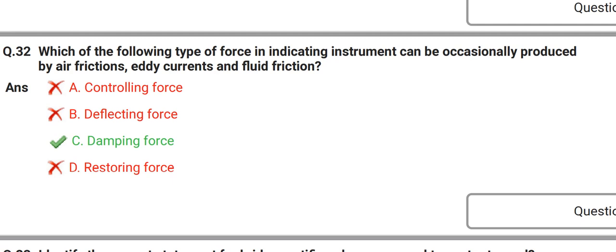So damping force acts as a brake to prevent this oscillation of the moving system and brings the pointer to its final deflected position quickly. So air friction damping, eddy current damping, and fluid friction damping come under damping force.